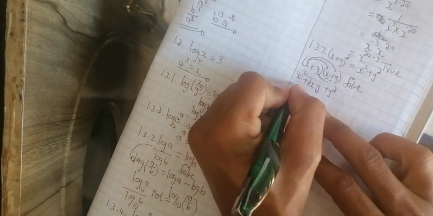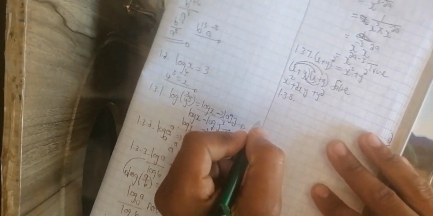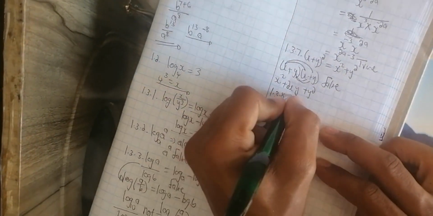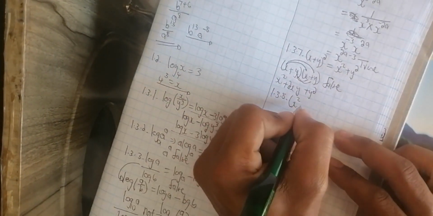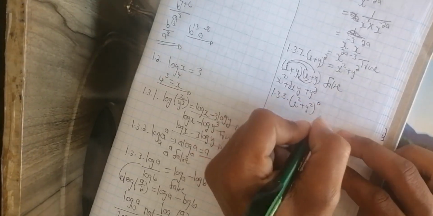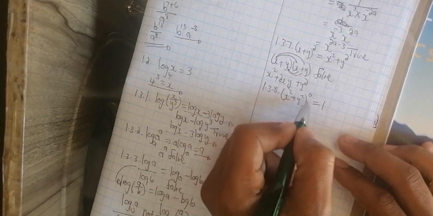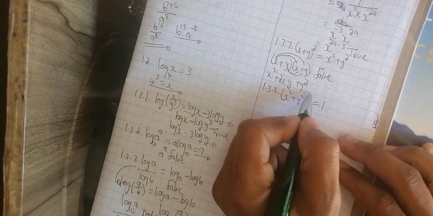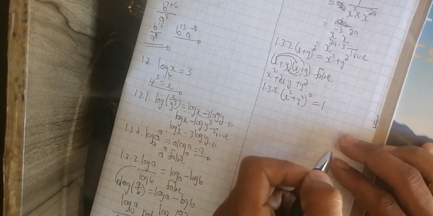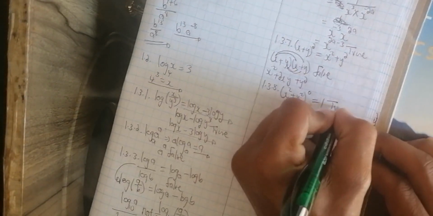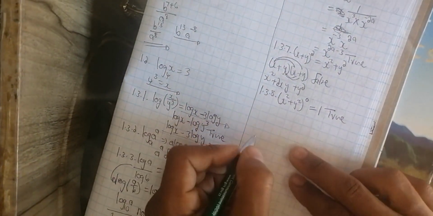And then let me go to 1.3.8. So in 1.3.8 we have x squared plus y squared to exponent 0. The answer is 1. Yes, because they are all inside of the bracket raised to exponent 0, your answer will always and always be 1. So this is true.